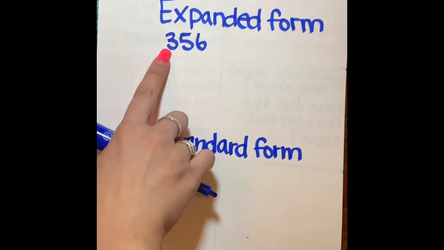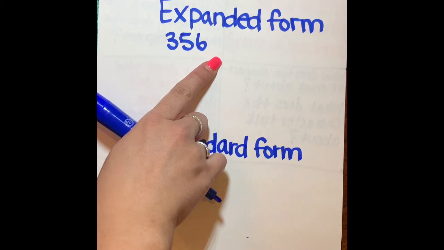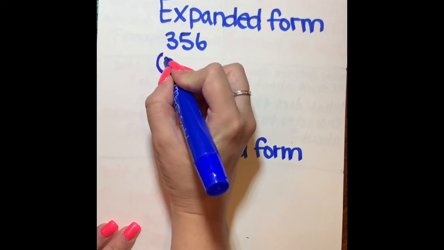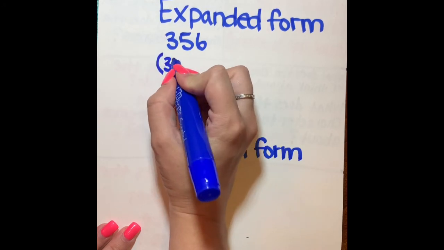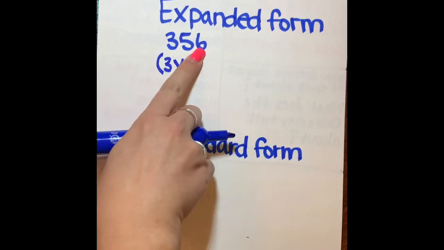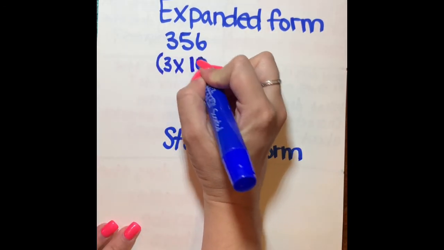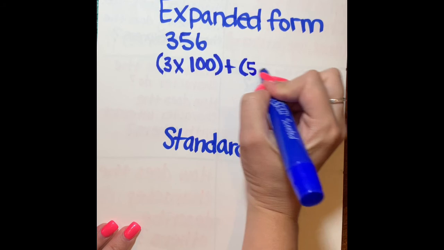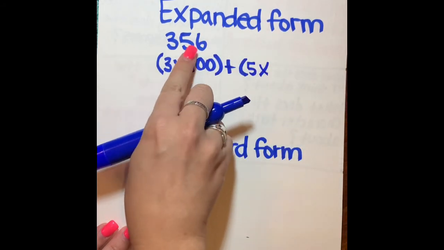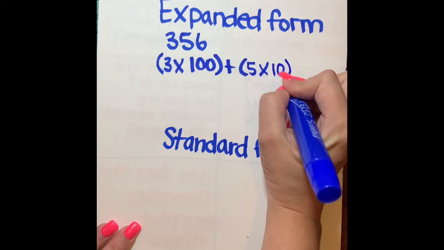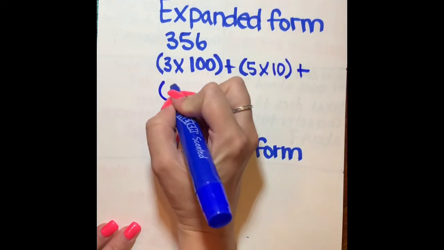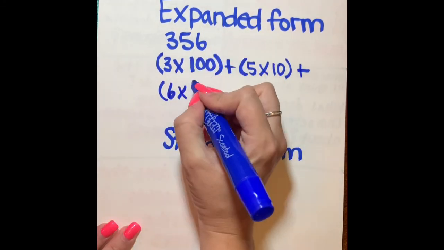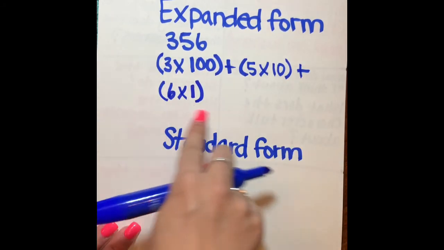So my expanded form, I want to take 356 to expanded form. You've been learning how to do this all week. So what you're going to do, start your parentheses. 3 is my number, times what place value is it in? Ones, tens, hundreds. So 3 times 100 plus parentheses 5 times, and it's in the tens place, plus 6 is my number, times, and it's in the ones place, so times 1. So there's your expanded form, right?